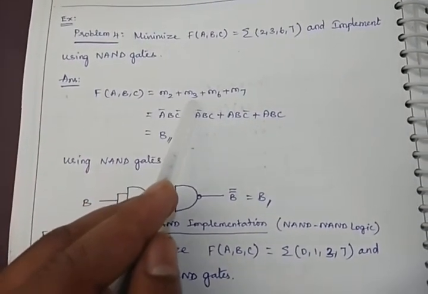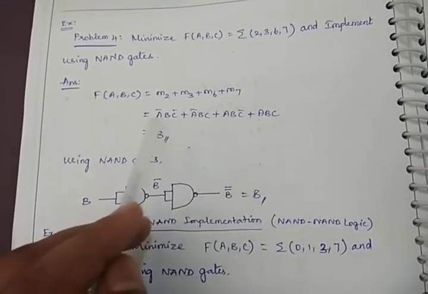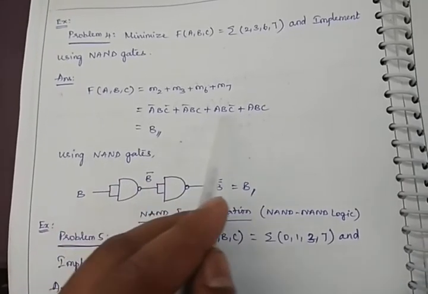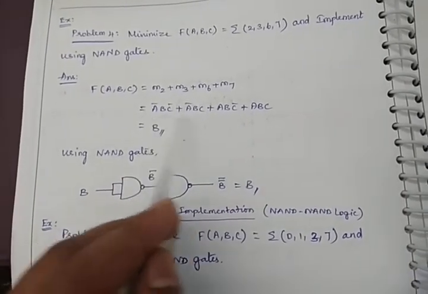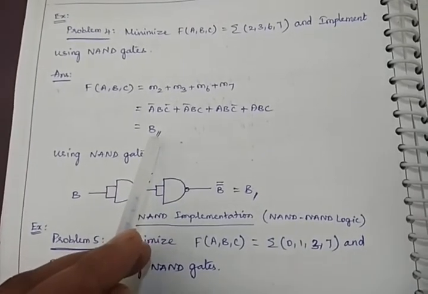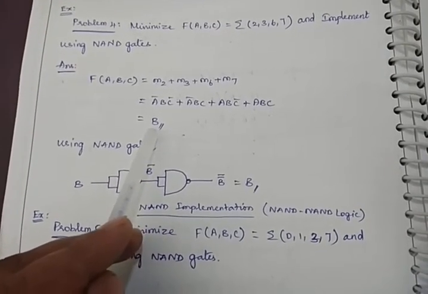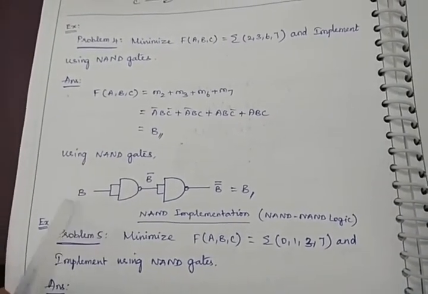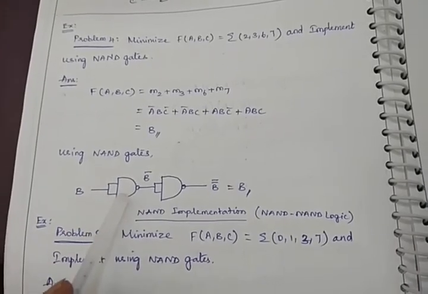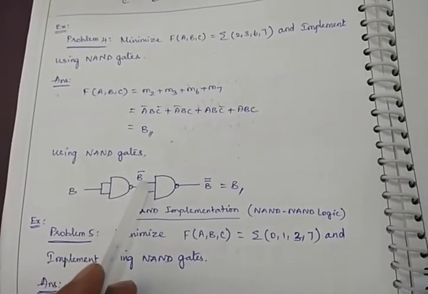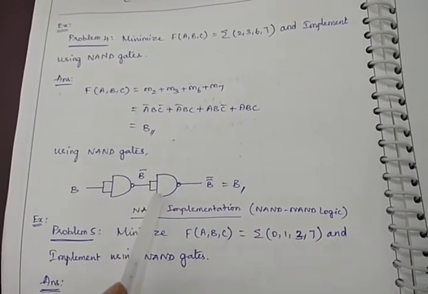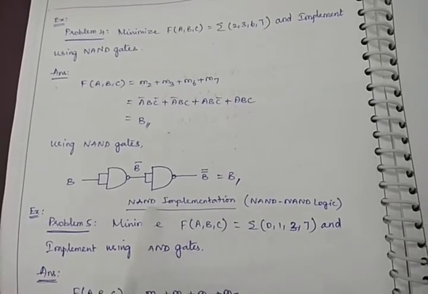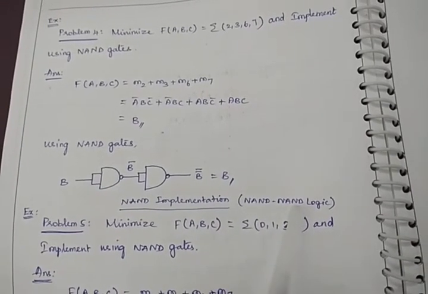So m2 plus m3 plus m6 plus m7. These are the terms, and these values we know already from the table I have written here. After simplification we got b. This we already saw in the previous problem. So this b I am going to realize using a NAND gate. If I give b to the NAND gate, I will get b bar. Once again, if I use one more NAND gate, then I will get b double bar, that is equal to b.